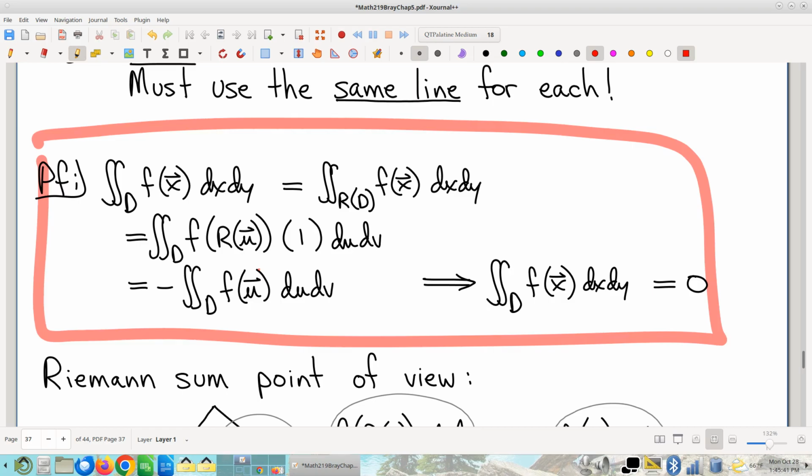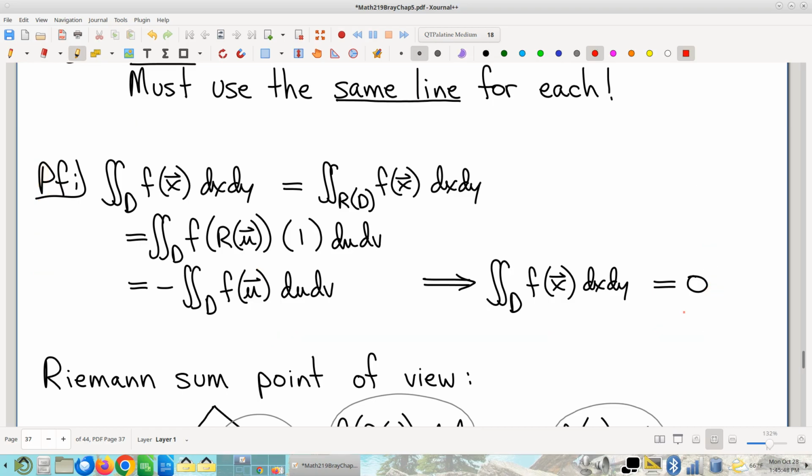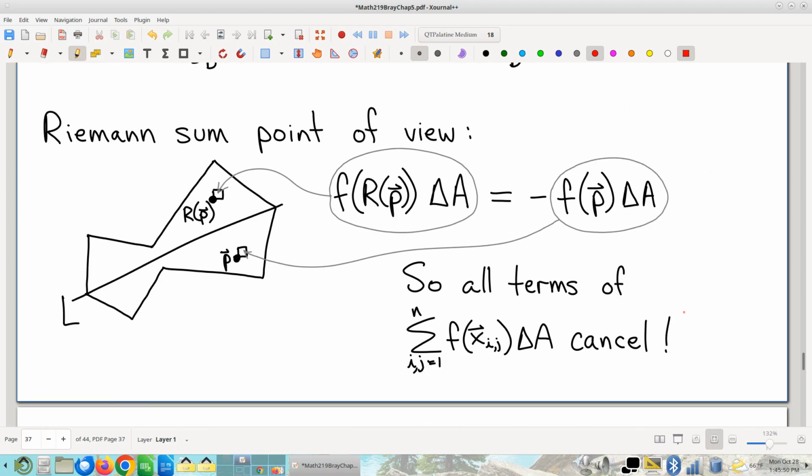But if you are, I think it's a pretty cool argument, and I encourage you to take a look. What I think is a little bit more relatable, a little bit more visual, is the Riemann sum point of view.